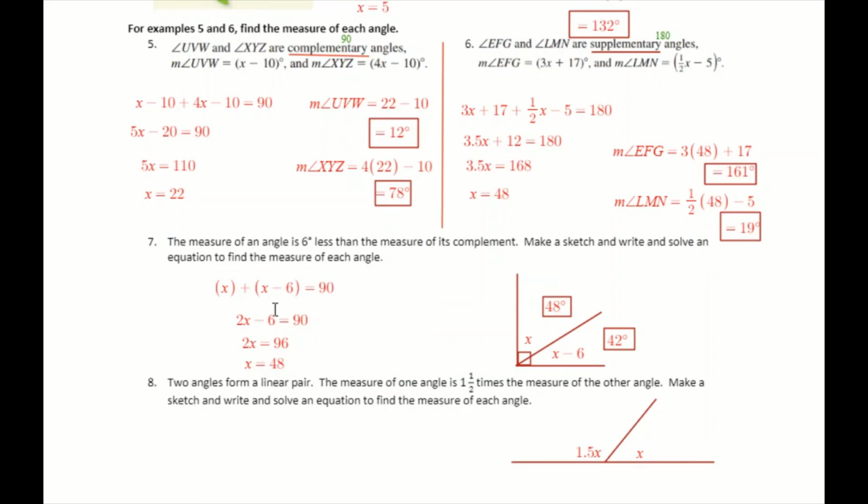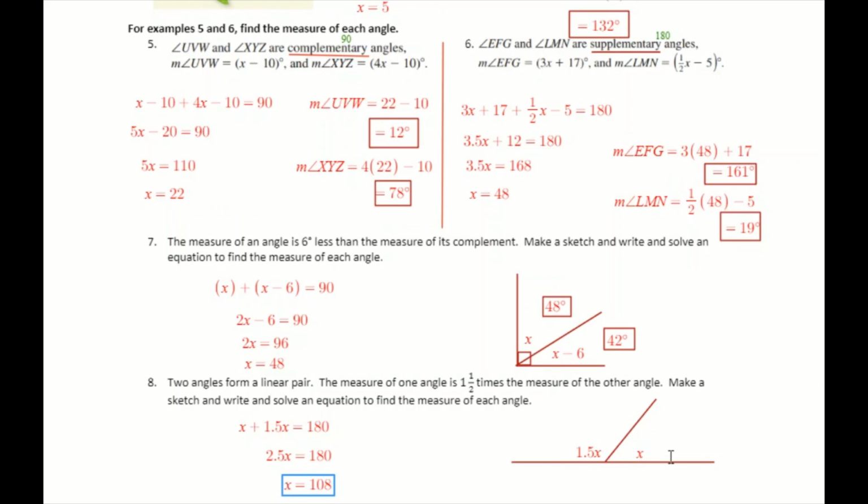So kind of the same thing we did up here, except instead of them adding up to 90, since they're a linear pair, they're going to add up to 180. So we've got x plus 1.5x equals 180. 1 plus 1.5 is 2.5. So we've got 2.5x equals 180. And if we divide both sides by 2.5, we get x equals, what would that be? 108. I'm using the calculator off screen here.